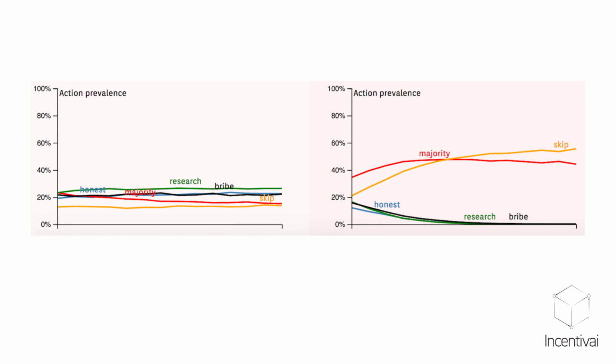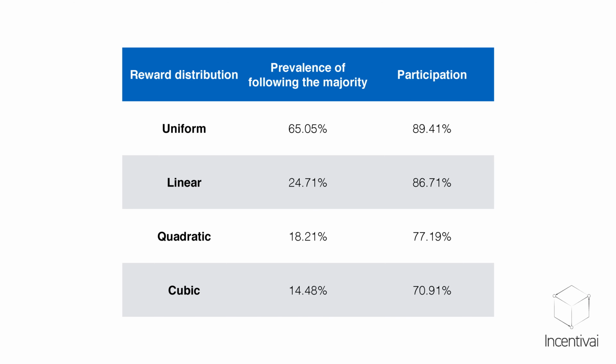Because we see that there is this trade-off between reducing the amount of following the majority and participation rate. Those two are connected, and we can see that this is indeed the case. If we move more and more of the reward distribution away from the median, going from uniform to linear, quadratic, and cubic, we can see that the prevalence of following the majority is falling, but the participation rate is falling as well. So there is this trade-off.